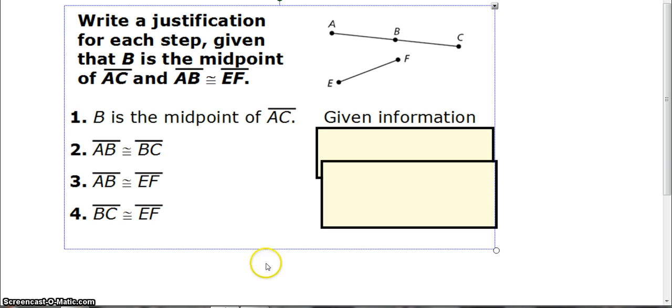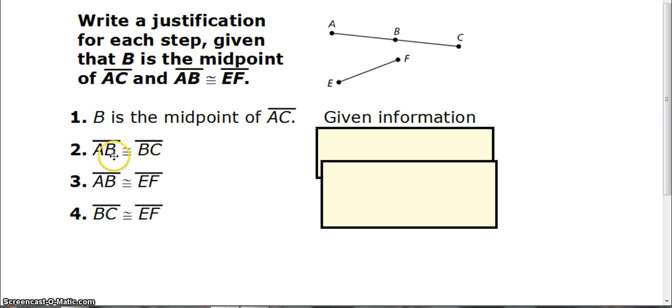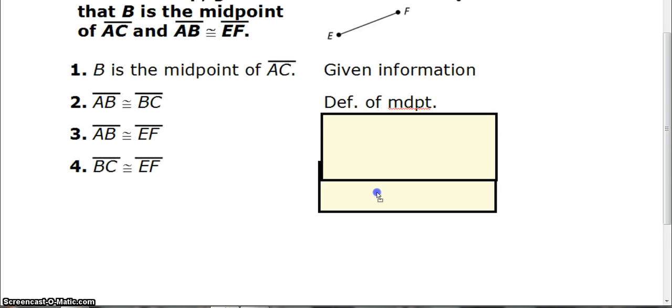Okay. And now we go to segment AB is congruent to segment BC. How do we know that? That's not given. So we do know that B is the midpoint of AC. So AB and BC are segments with the same midpoint, right, to those endpoints. So that's the definition of a midpoint, isn't it? That it divides a segment into two congruent segments.